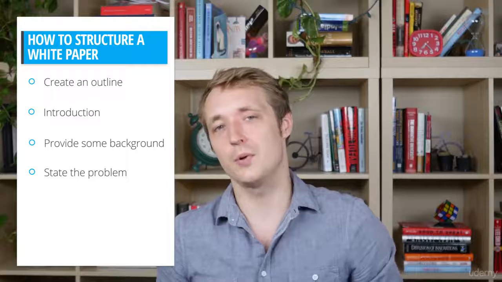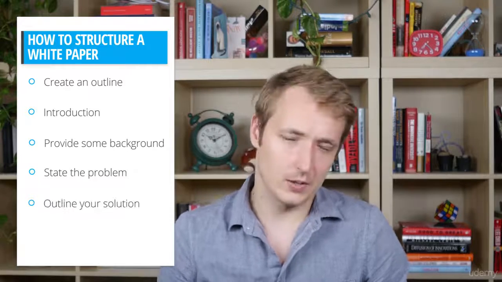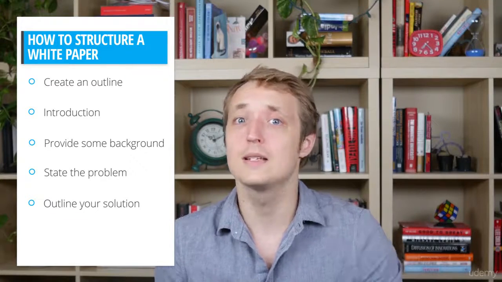So now that you've stated the problem, really gotten in there and rubbed it in, now you want to outline your solution. So break down your solution for the reader into pieces. What exactly do you propose? What steps do they need to take to reverse this negative trend you've identified?